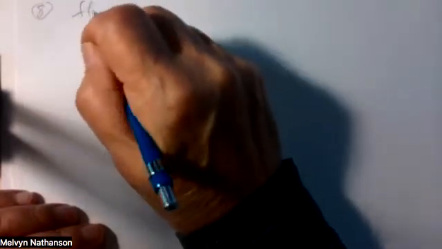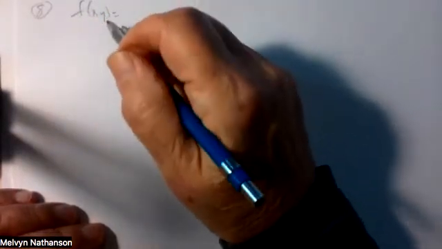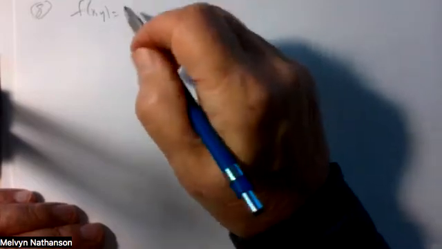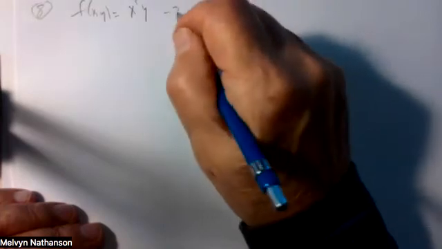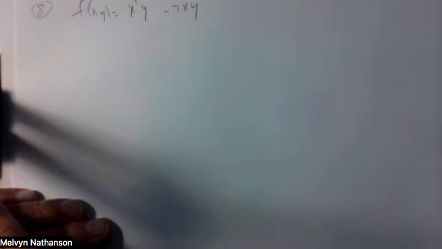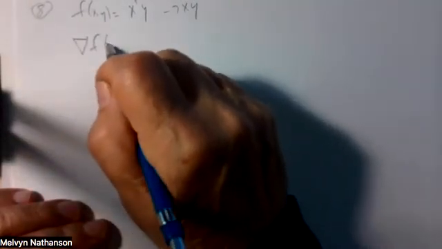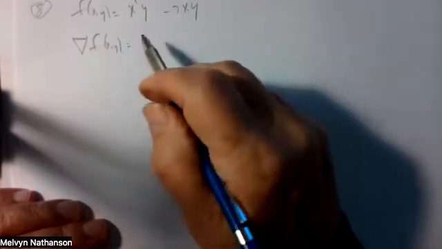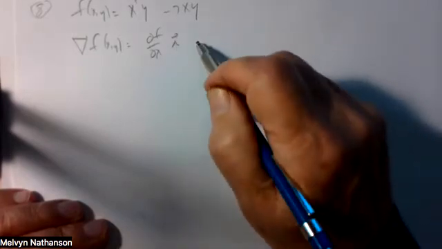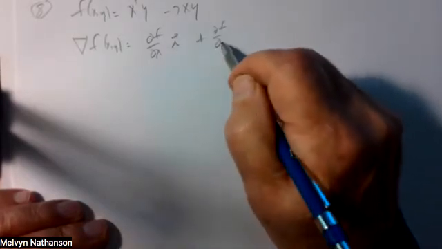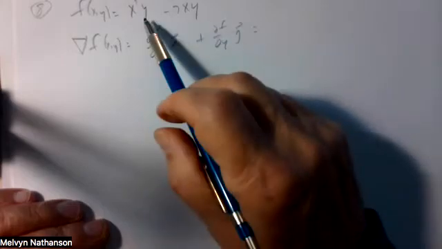In question number 8, we have a function of 2 variables, x cubed y squared minus 7xy to the fourth again. What is the gradient? The gradient, by definition, is the partial of f with respect to x in the i direction plus the partial of f with respect to y in the j direction.